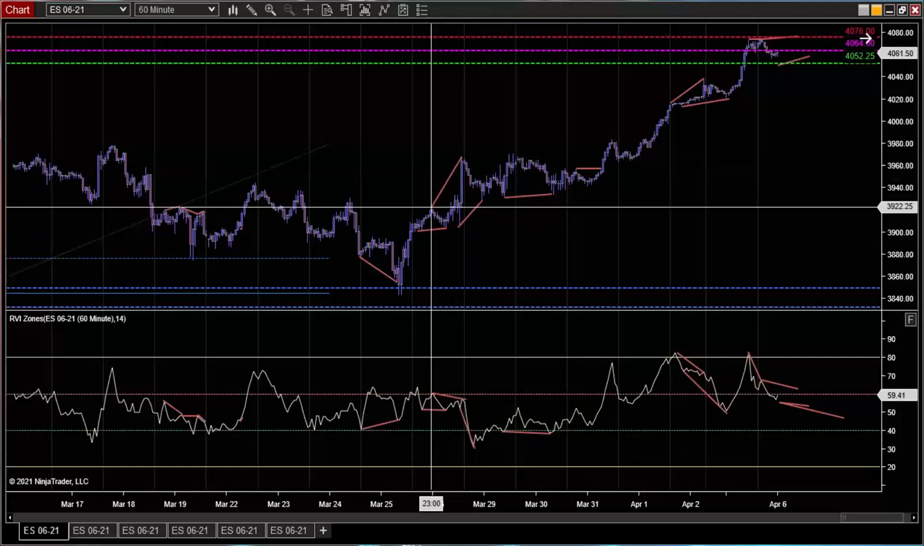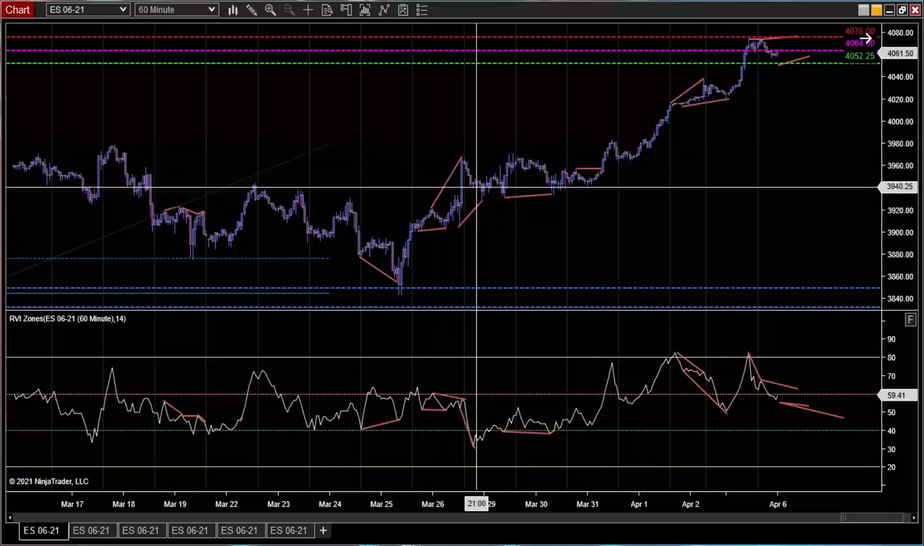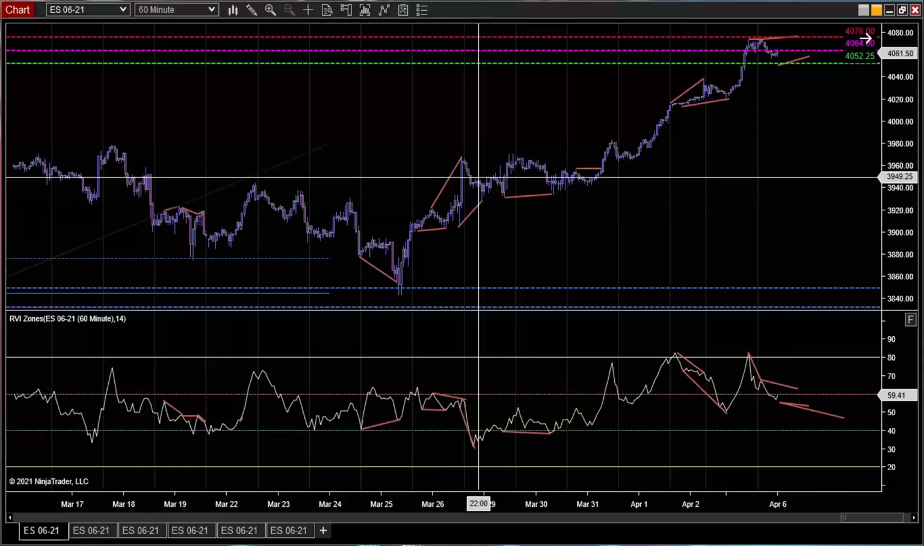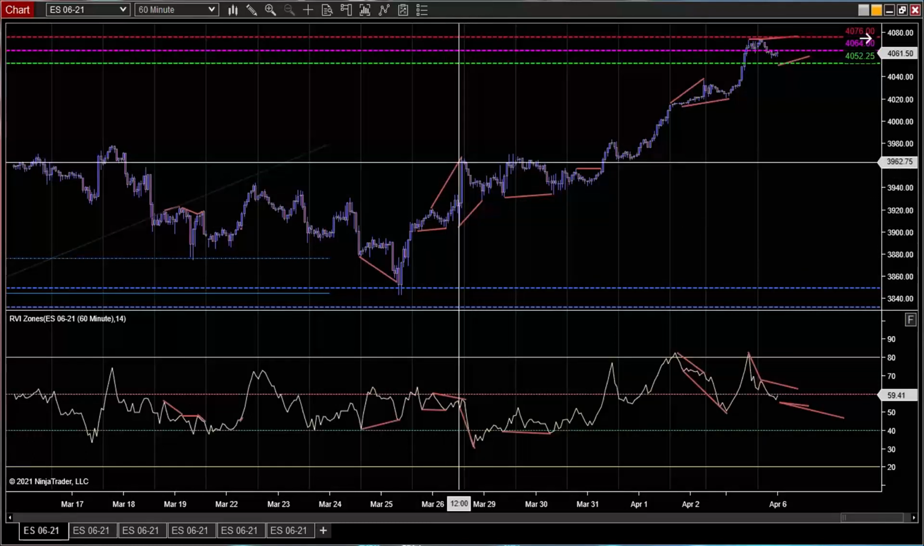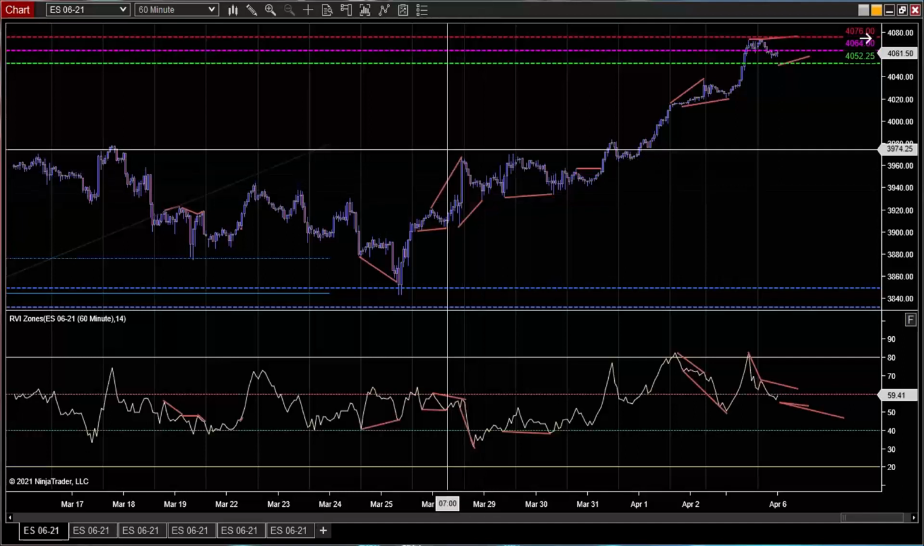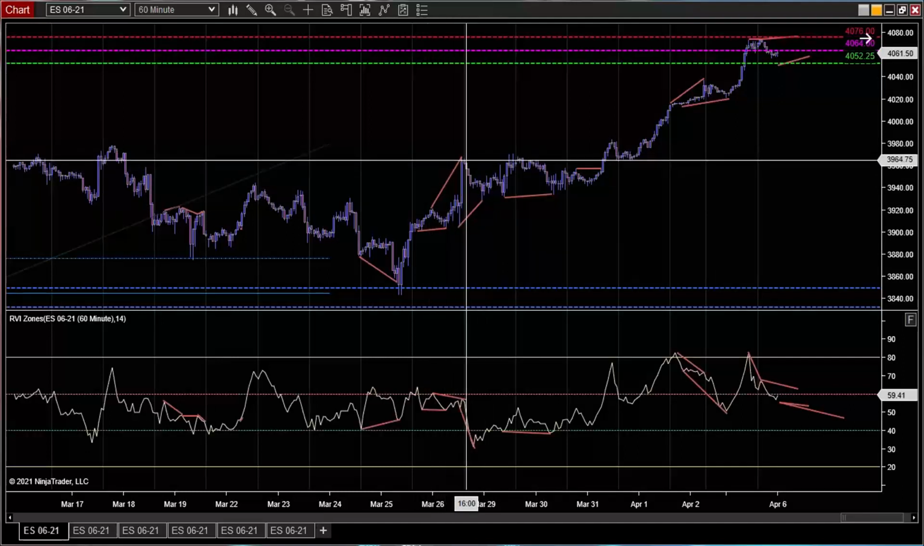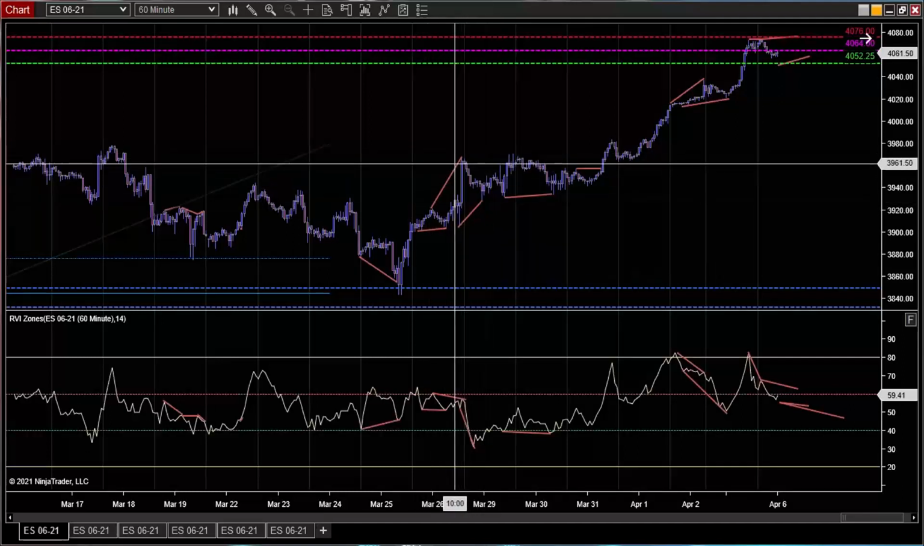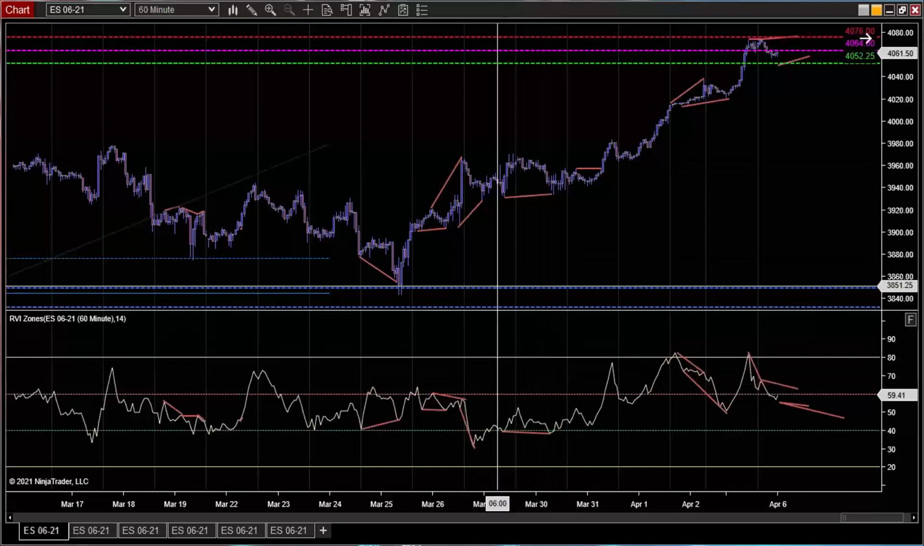And really all you can expect from that is somewhat of a pullback. Sometimes it'll be just a small correction of a few points. Sometimes it'll be just a little bit more exaggerated. But overall, it's telling you that there's exhaustion. It's not telling you that the market's going to completely reverse.